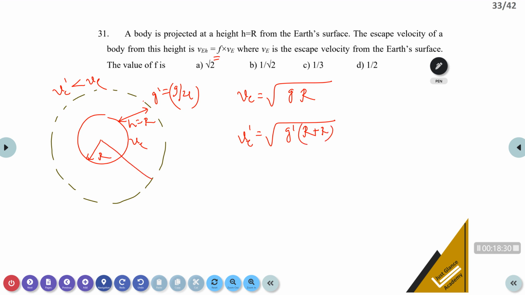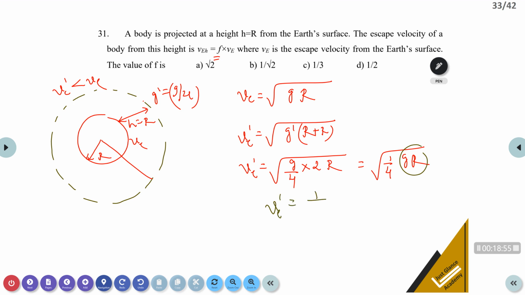Why? This distance we should know that. Ve dash equal to square root. What is g dash? I told you, it is the easiest method. g by 4. This will be what? 2 into what? R. Can I write like this? Square root of 1 by 4 into what? GR. Here, square root of GR, can I write like this? Ve dash equal to 1 by 4, means 1 by 2 into square root of what? GR. This is equal to 1 by 2 of Ve. So this must be F, nothing but 1 by 2.